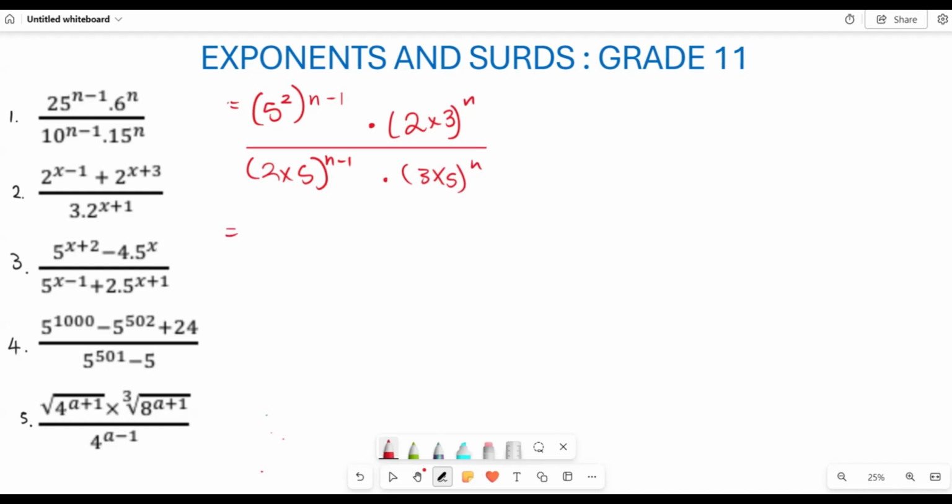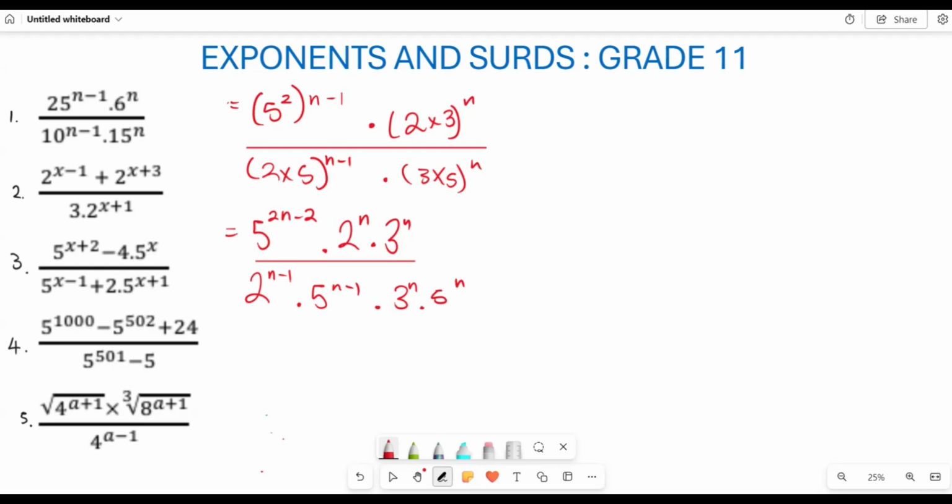And then from here, what is it that you're going to do? We are going to distribute. So this is going to be 5 to the power of 2n subtract 2, multiplied by 2 to the power of n multiplied by 3 to the power of n, divided by 2 to the power of n subtract 1, multiplied by 5 to the power of n subtract 1, multiplied by 3 to the power of n multiplied by 5 to the power of n.